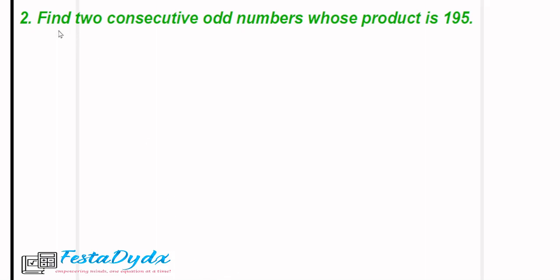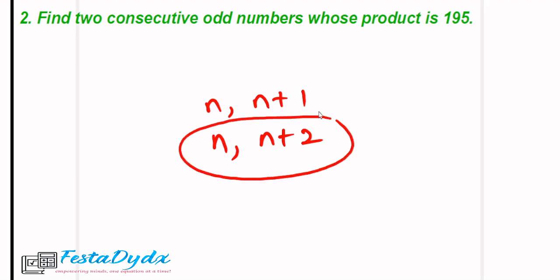For question number 2, we have: find two consecutive odd numbers whose product is 195. For the previous question we solved, we had consecutive integers. That means the numbers progress one step at a time, like 1 to 2, 3 to 4, one number before the second one. But here we are having odd numbers. For consecutive integers, we had n, n plus 1 to represent those numbers. For odd numbers, we are going to be using n, n plus 2. In mathematics, for either odd or even numbers, we use n, n plus 2 to represent the word problem.